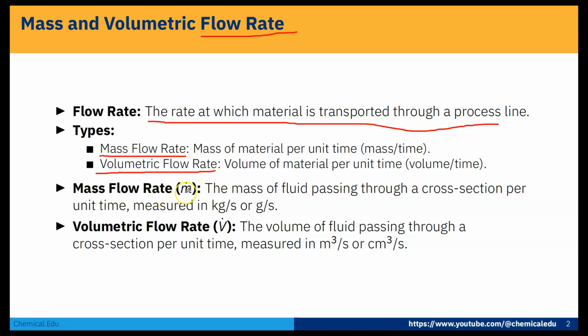Now mass flow rate we can write as m dot. The mass of the fluid passing through a cross section per unit time, measured in kg per second or gram per second. Volumetric flow rate is V dot, or sometimes we can write it as Q. It is the volume of the fluid passing through a cross-sectional area per unit time, so it can be measured in meter cube per second or centimeter cube per second.